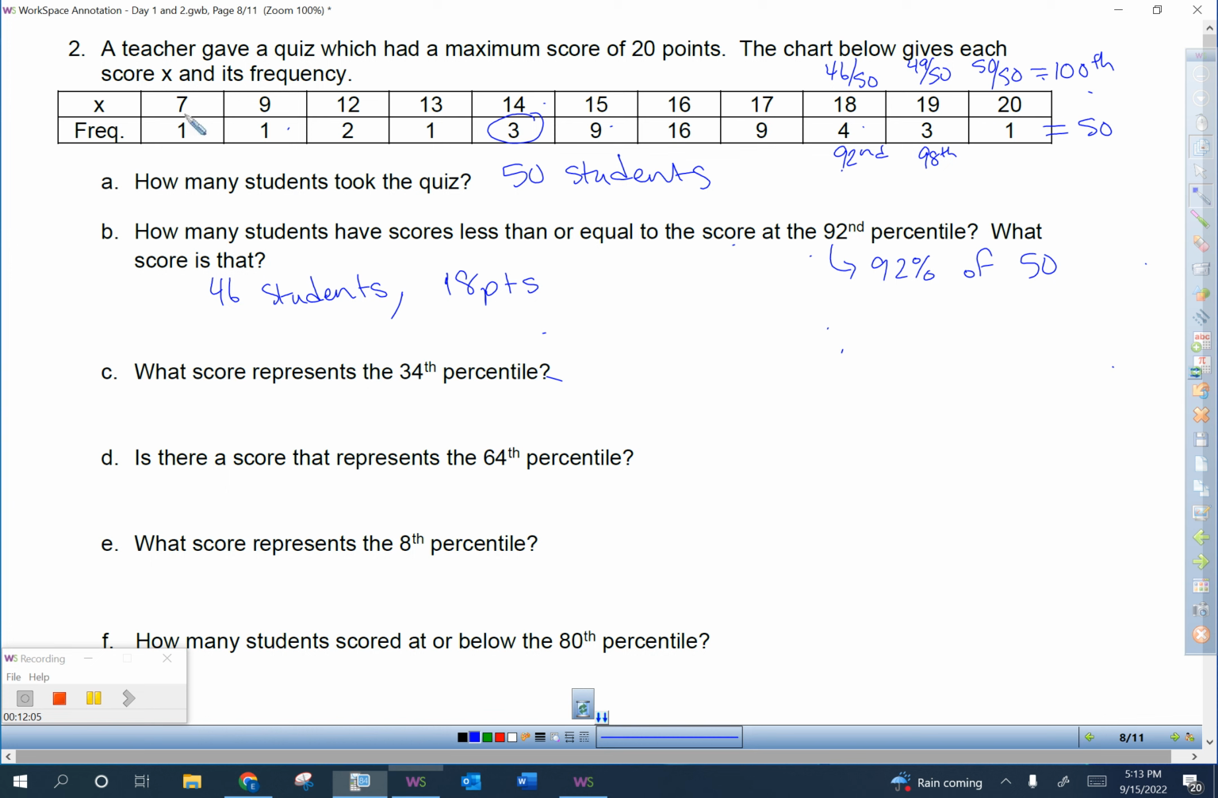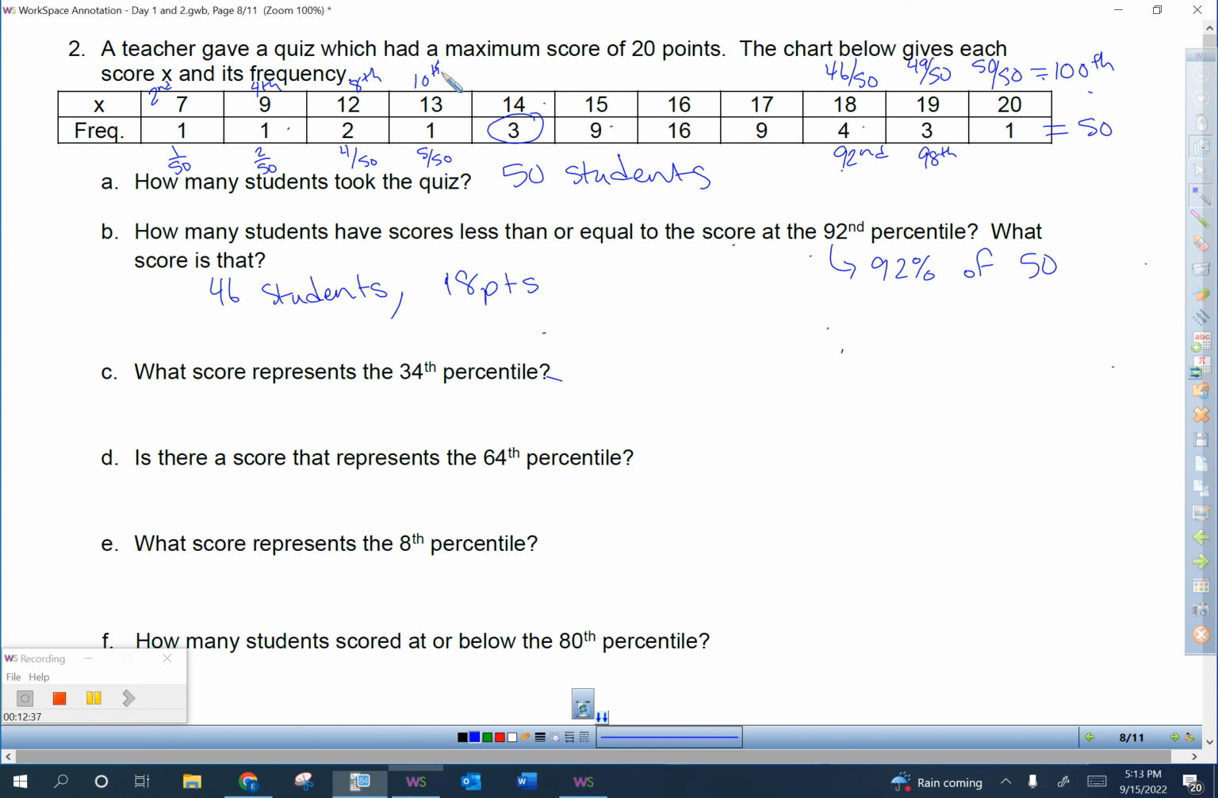There's only 1 student in this group. Okay, so that's a 1 out of 50. And that's going to be the 2nd percentile. Okay, then here, 1, 2 people are lower, 2 out of 50, which is the 4th percentile. And then here we've got 2, 3, 4 out of 50. That's the 8th percentile. And then we've got 5 out of 50.